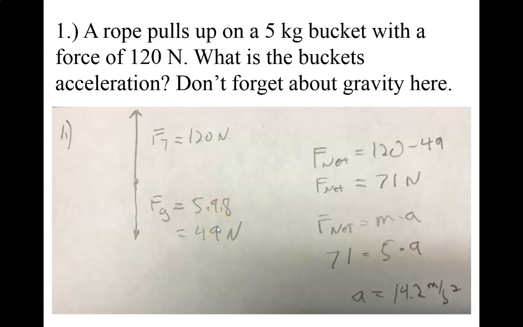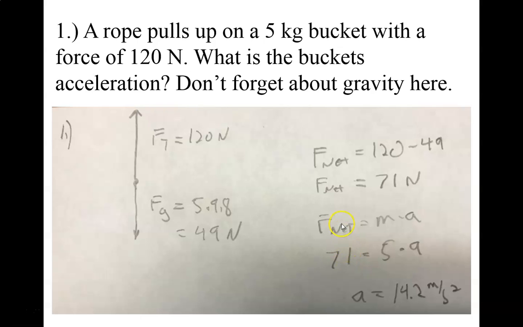Okay, and we're trying to figure out the acceleration, so we need to figure out the net force. Now we've got 120 up and 49 down. So these are going to subtract because they're in opposite directions. So the 120 is going to be positive. So 120, we're going to add to that a negative 49, or subtract 49 from it, and we're going to get 71 newtons. Once we know the net force, we use F equals ma.